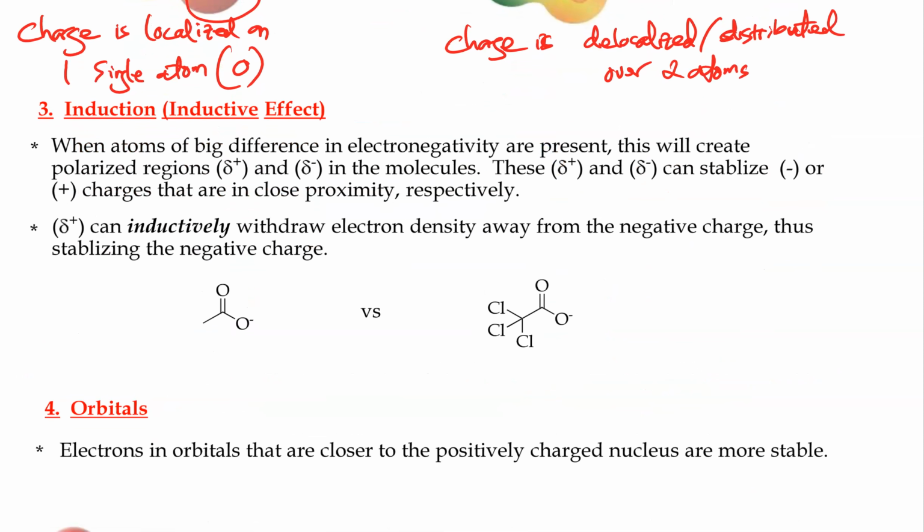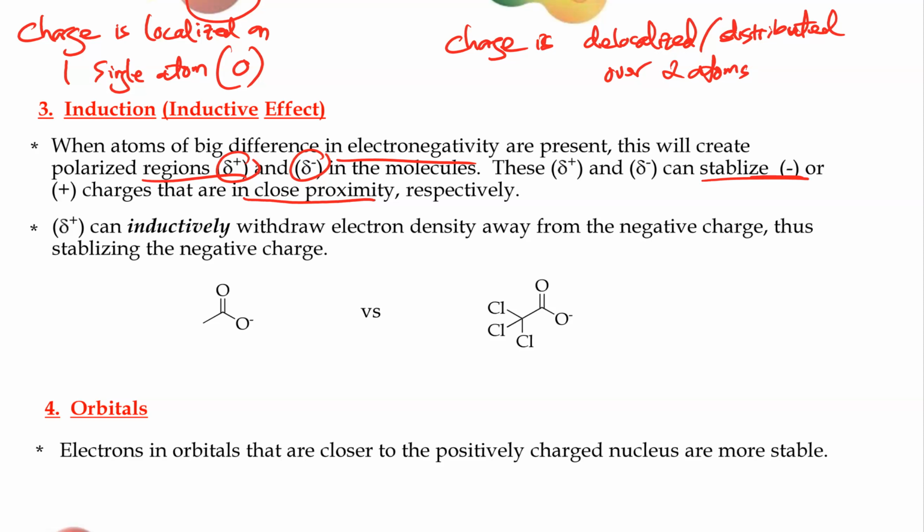And now next one, induction or the inductive effects. So the inductive effect has to do with electronegativity. Whenever we have a molecule with atoms of different electronegativity in them, this would create a polarized region where one part of the molecule becomes partially positive and the other part becomes partially negative. And due to the formation of this partial positive and partial negative, they can then stabilize a negative charge or a positive charge that is in close proximity to it.